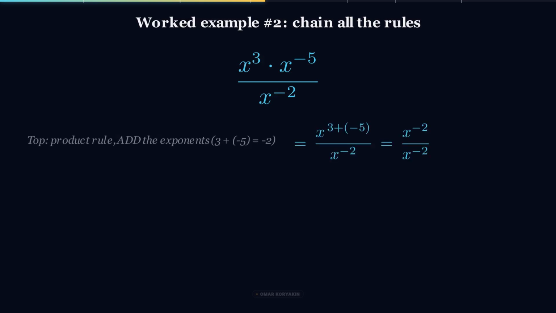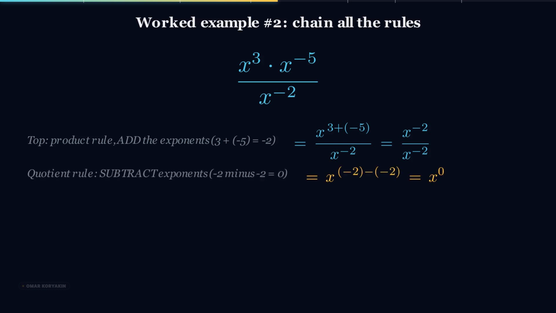Step 1. Combine the two factors on the top using the product rule. The product rule says add the exponents when the bases are the same, so the top becomes x to the power of 3 plus negative 5, which simplifies to x to the negative 2. The full fraction now reads x to the negative 2 divided by x to the negative 2.